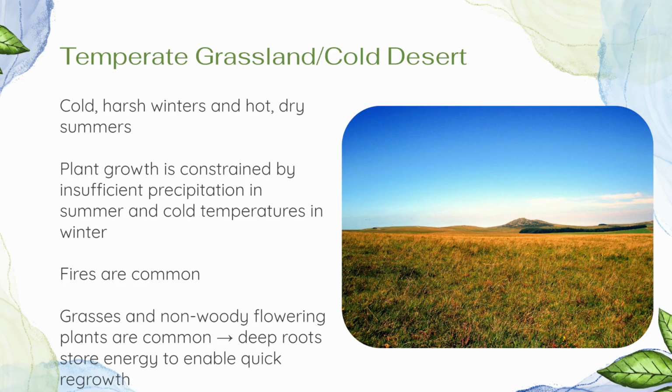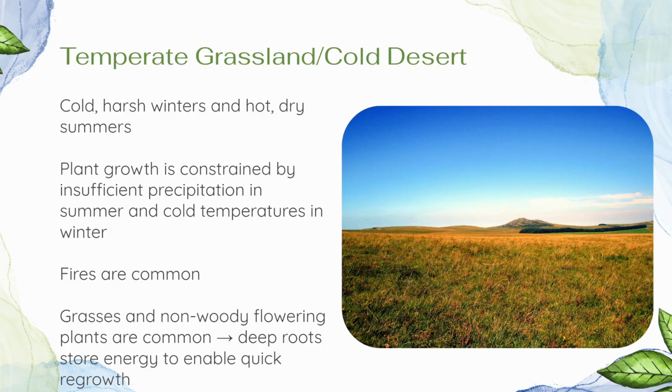The temperate grassland or cold desert has cold, harsh winters and hot, dry summers. Plant growth is constrained by a lack of precipitation in the summer and cold temperatures in the winter. Like the woodland or shrubland, fires are also common here.